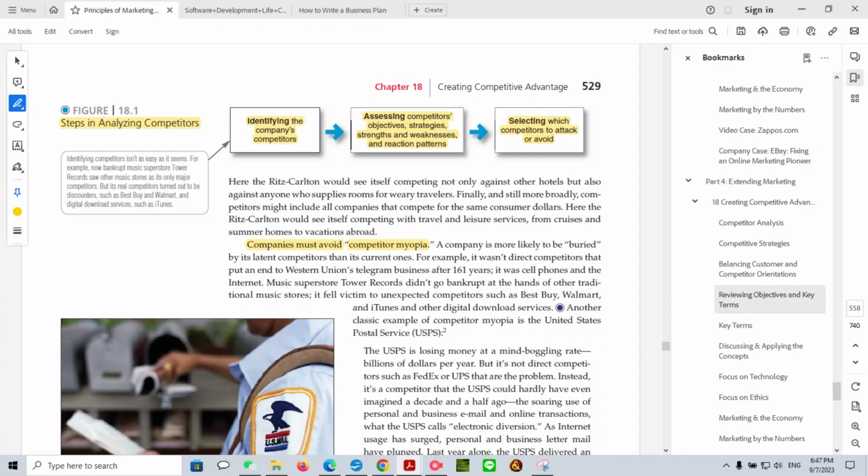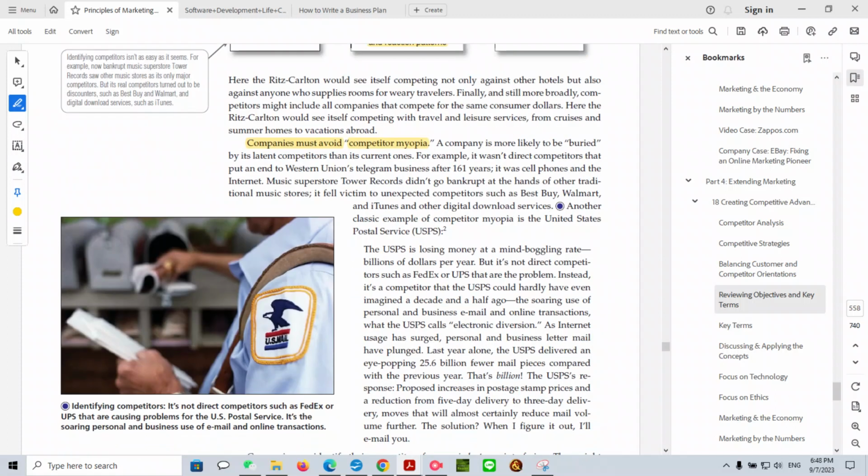Another classic example of competitor myopia is the United States Postal Service. Now, the USPS is losing money at a mind-boggling rate, billions of dollars per year, but it's not a direct competitor with FedEx or UPS. Technically, they're competitors, but not exactly. You could say it's close enough to be direct, but not exactly. Instead, it's a competitor that USPS has hardly ever imagined a decade and a half ago.